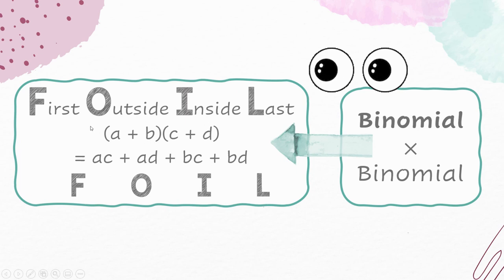Now this process, some people will use the acronym FOIL to describe that process of multiplying a binomial times a binomial. F stands for first, so the first term in this set times the first term in that set. O stands for outside, so that's our A times D. And I stands for inside, that's the B times C. And then last, L stands for last, the last term in the first set times the last term in the second set.